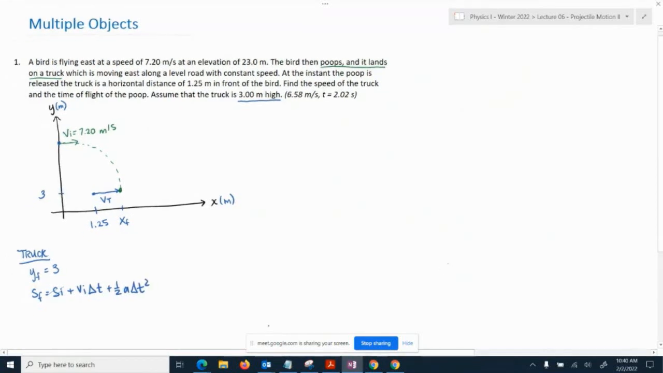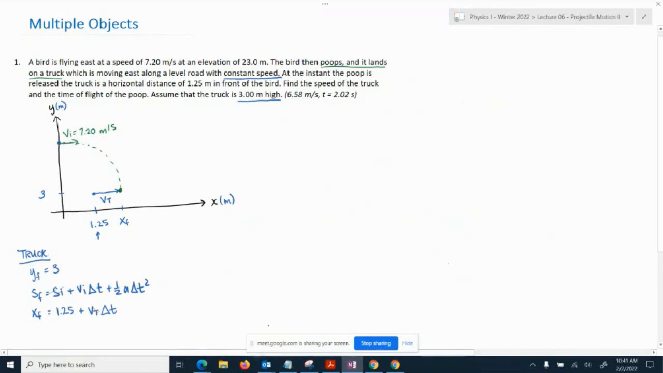The s final is what we're looking for. I'm just going to call that x final because we're talking specifically about the x direction. The initial x position is right here, 1.25, plus the velocity of the truck. It tells us it's moving at a constant speed. So that velocity, we don't know what it is, but we called it VT. So that's what we're going to call it here. We don't know the time, so we'll say delta t.